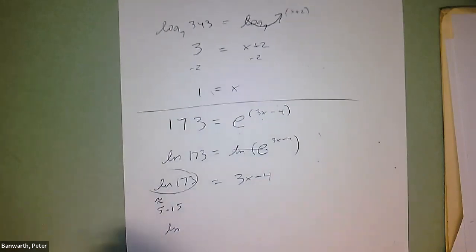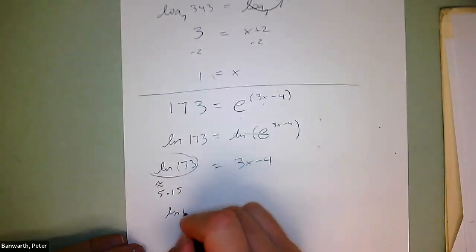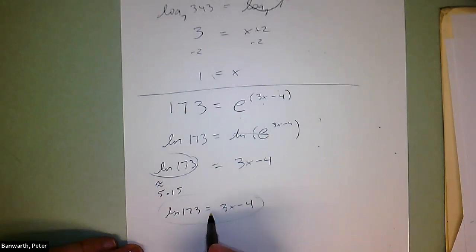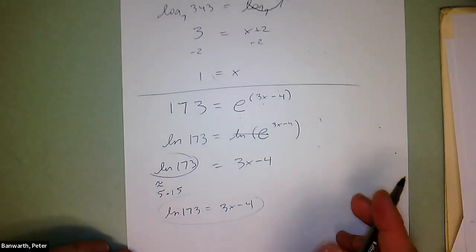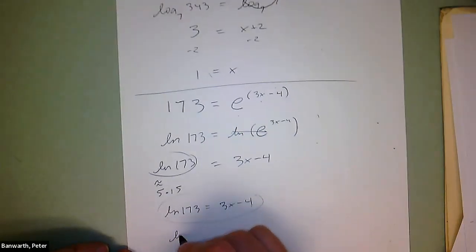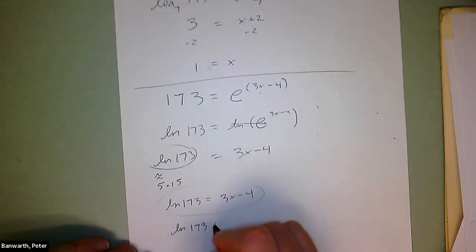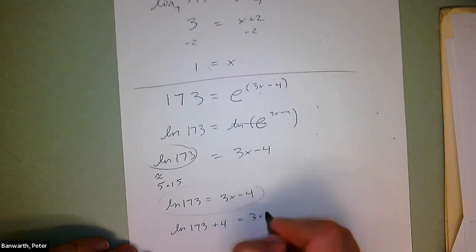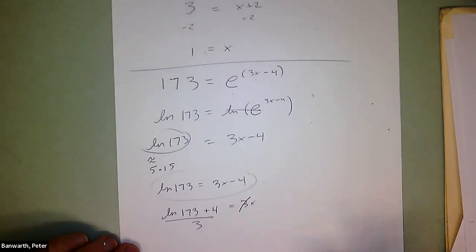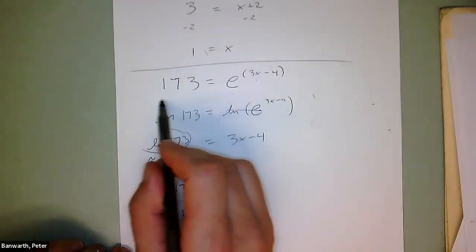Natural log of 173 is equal to 3x minus 4. This is now a linear equation. A number equals 3 times x minus 4. Went from exponential with the log, I made it linear. So natural log of 173 plus 4 equals 3x. So x equals natural log of 173 plus 4, divided by 3. And that's good. I'm done. I don't need to know exactly what that decimal approximation is, because that is the number that makes this statement true.